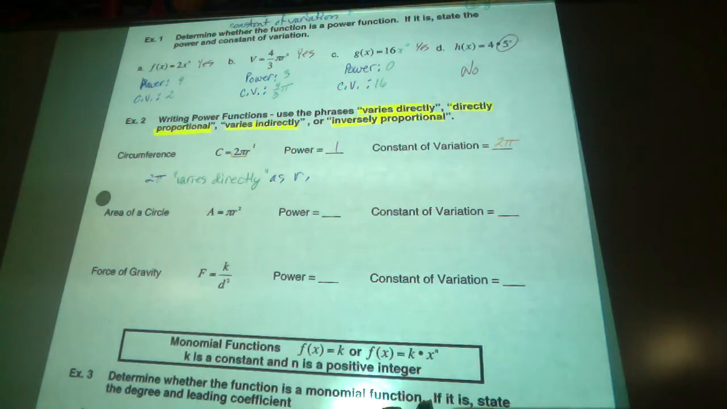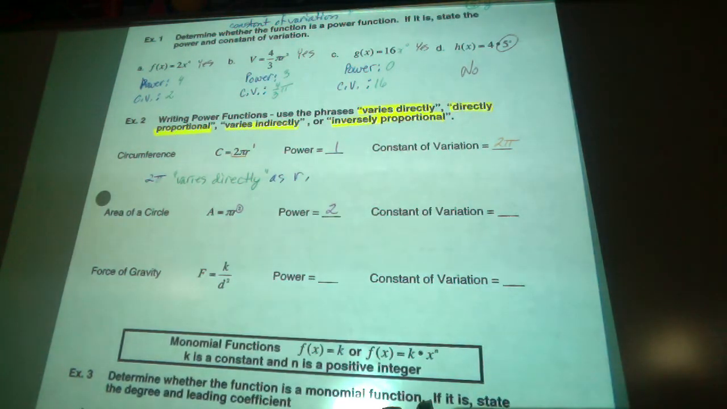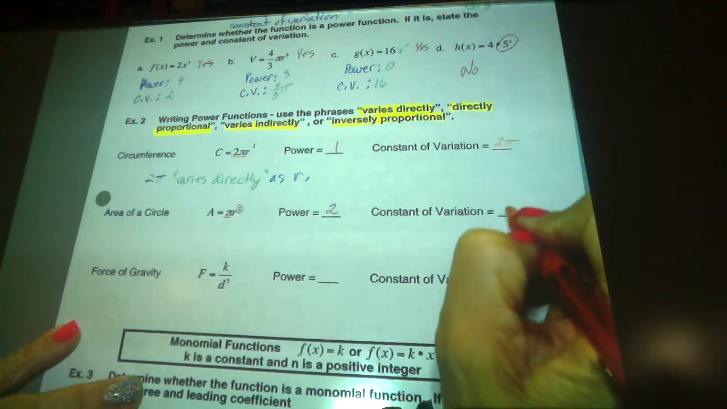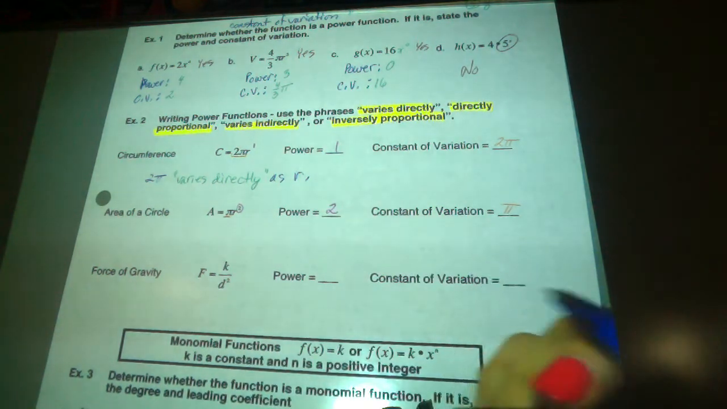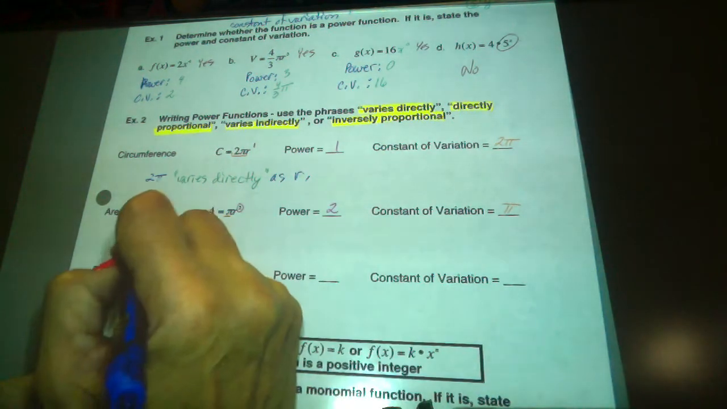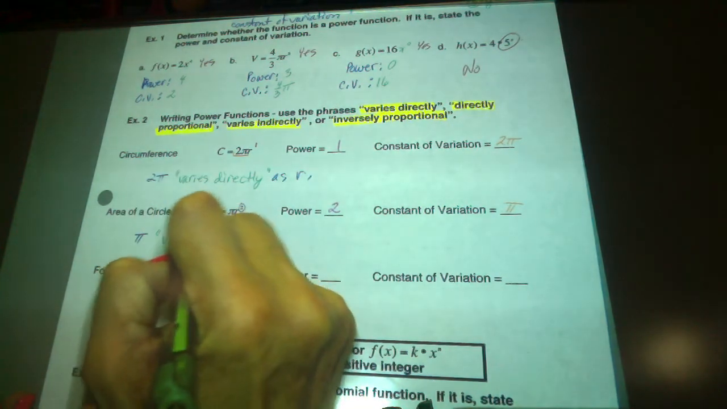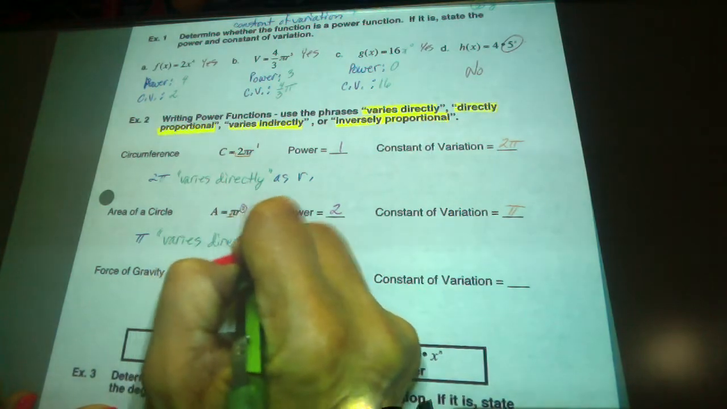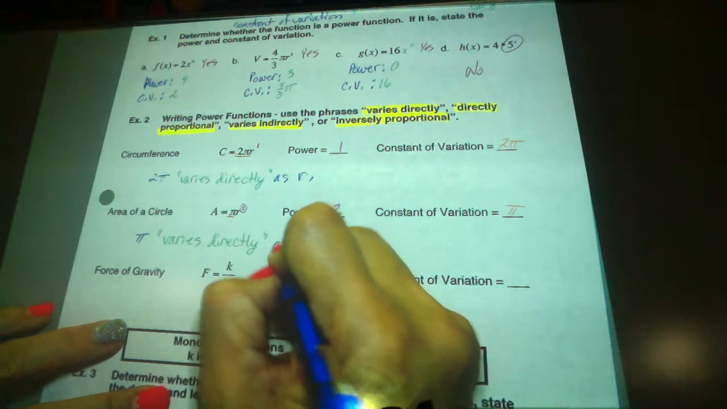Area of a circle. What's the power? 2. What's the constant of variation? Just pi. So because they're being multiplied together again, I would be using the varies directly. Let's say directly proportional to. I like varies directly. So we've got pi varies directly as r squared.